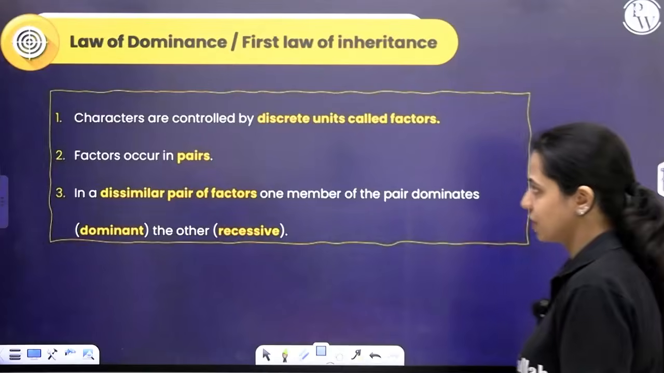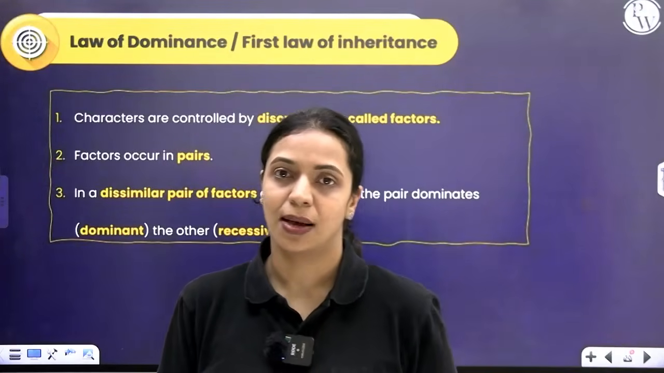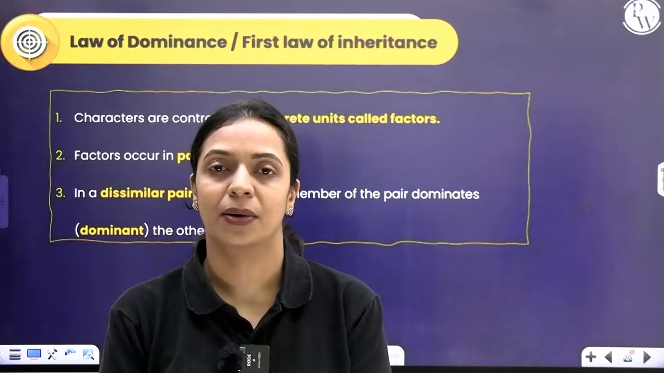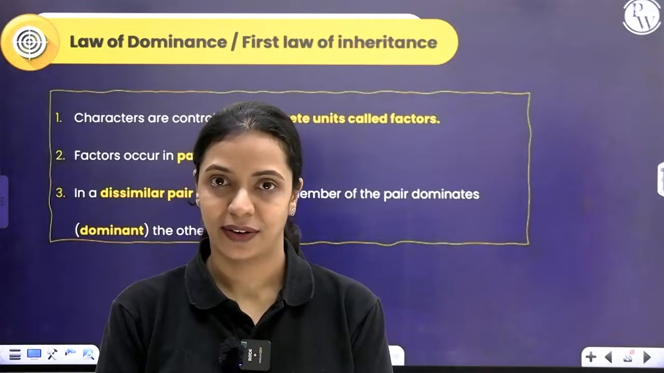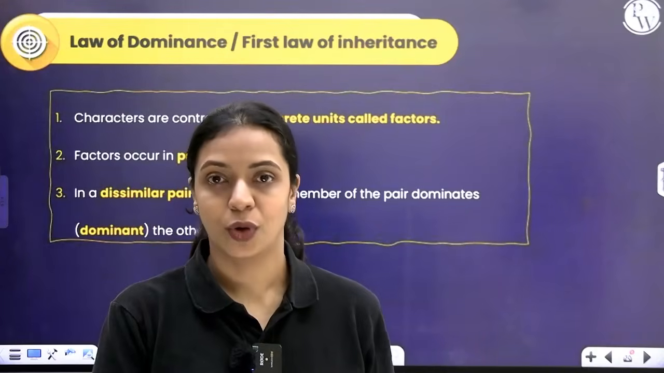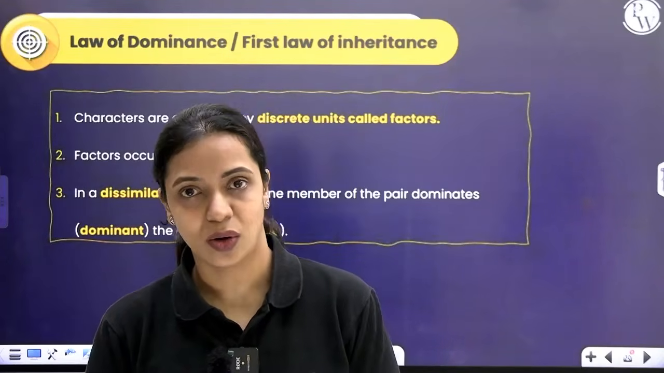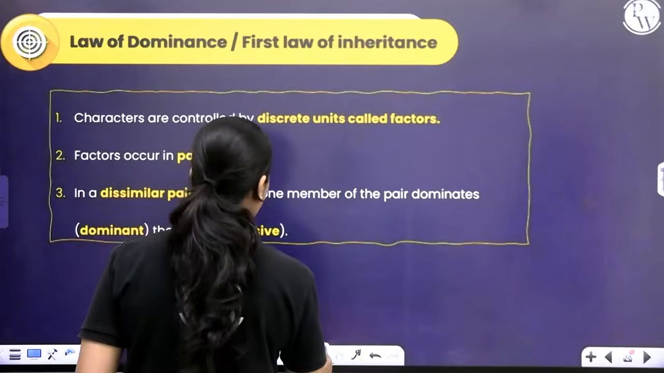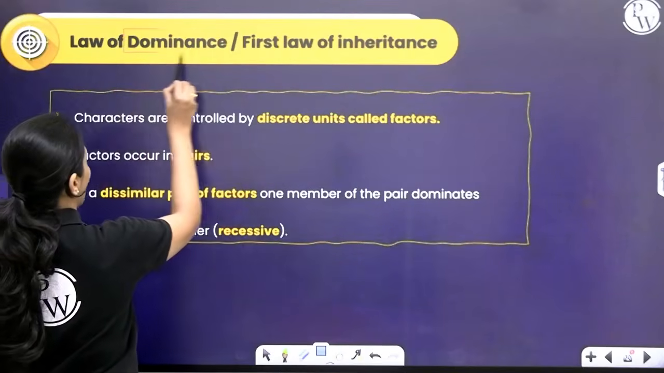Now based on these results, he proposed some principles that we today call laws of Mendel, laws of inheritance. He proposed 2 laws based on this monohybrid cross results. The first law is called the law of dominance, or you can simply call it the first law of Mendel. Okay, so it's called the law of dominance.